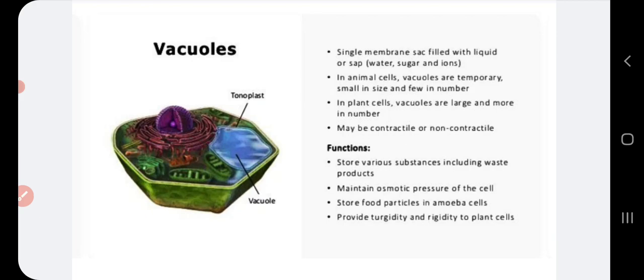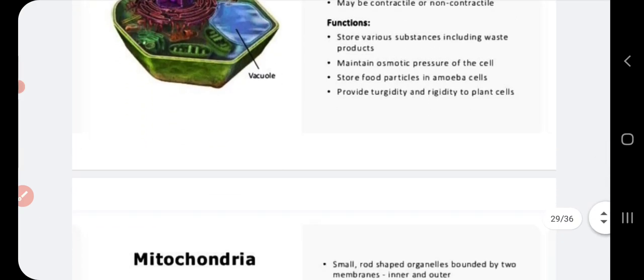So this is the vacuoles and their functions are to store various substances including waste products, maintain osmotic pressure of the cell, store food particles in amoeba cell, and provide turgidity and rigidity to the plant cell. So this is the vacuoles.